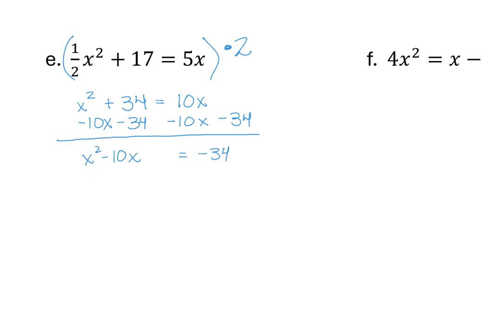All right, to complete the square, we're going to take our negative 10. We want to divide by 2, we get negative 5. And then if we square negative 5, we get positive 25. So I will go ahead and add that in on the left and the right.